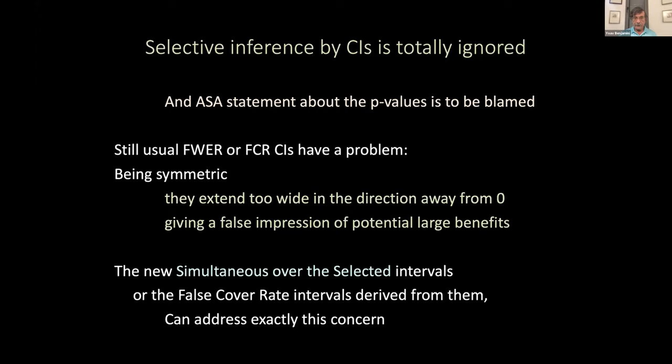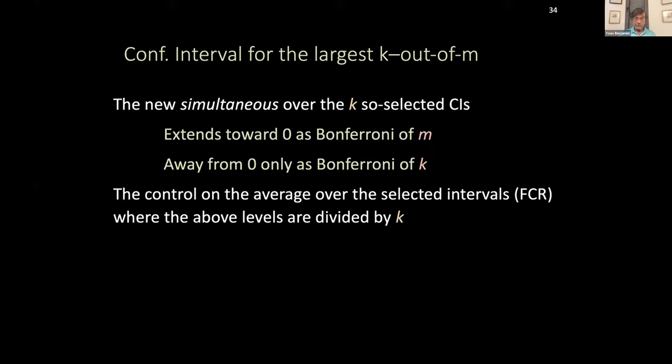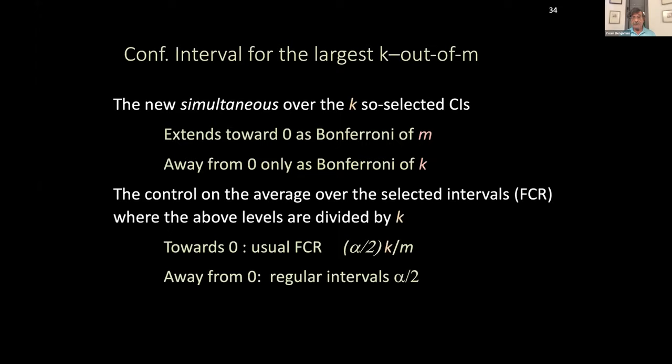And this is exactly what I mentioned, the new simultaneous intervals for the selected ones, because they offer a new set of confidence intervals. For instance, consider that you choose the largest k out of m, or the significant ones out of m. Then the new simultaneous intervals over the k so selected extend towards 0 as the Bonferroni of m. That's where the selection hits you most, but extend only as Bonferroni of k away from 0. So they are asymmetric, but protect you appropriately. And if you're interested merely in controlling on the average of the selected, then towards 0, use the usual FCR, that is, use k over m instead of Bonferroni, and away from 0, simply use regular intervals at alpha over 2. So you don't give an unfounded impression about the potential positive effect of your study if you're in fact highlighting the largest out of k or the most significant ones.